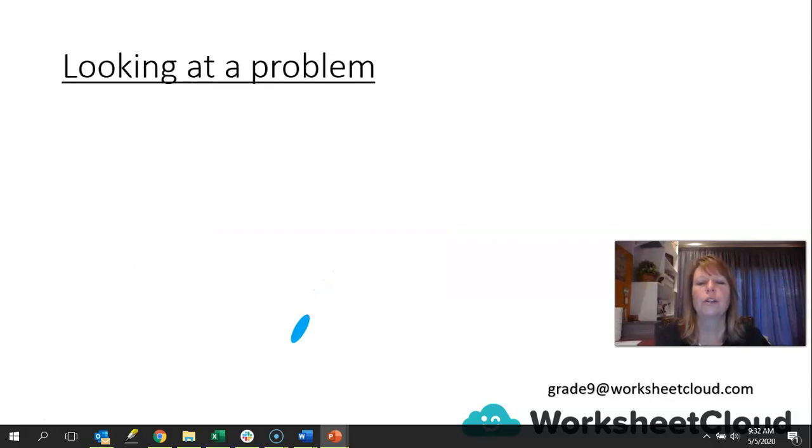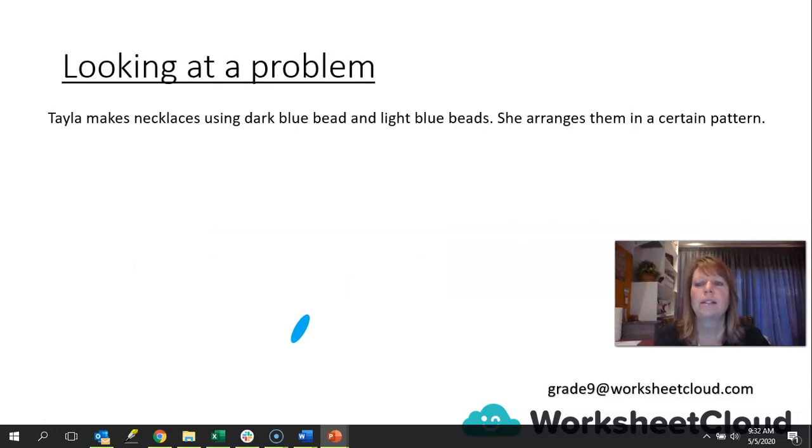We're going to look at a problem. Taylor makes necklaces using dark blue beads and light blue beads. She arranges them in a certain pattern. That is our problem, and we're going to have a look. There's the first pattern. You can see the dark blue beads and then the light blue beads.